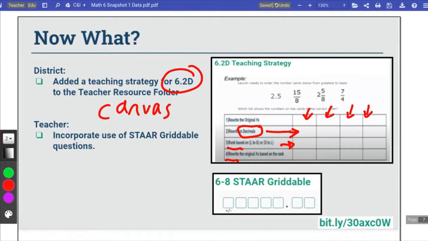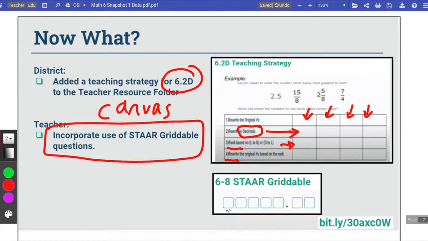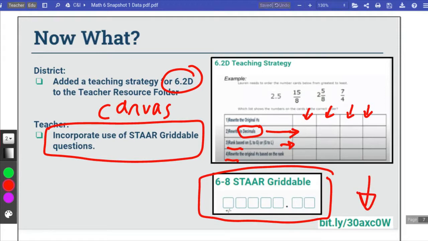And secondly, for teachers, we're asking you to incorporate the use of the STAR griddable questions, meaning just this right here. You can think about ways to do this in your class as practice. You can put it on the whiteboard where students have to come and put the answer, or you can print them, however you want to get your students comfortable with it. This is how they will see it on the STAR test. You can find these documents using this bit.ly here, which will give you the teacher resource, the teaching strategy, and the griddable. There's also a video that can walk you through how to use the teaching strategy effectively.